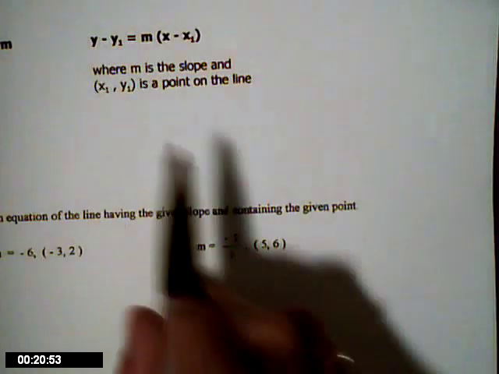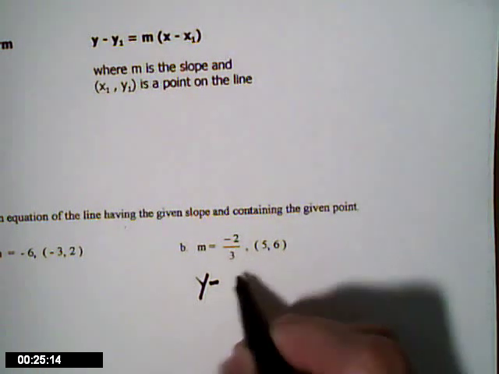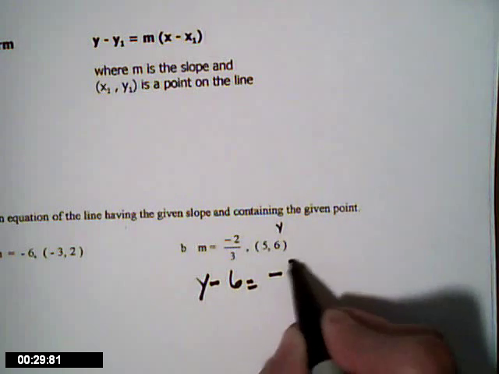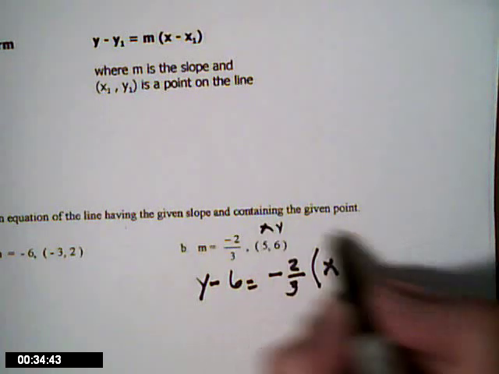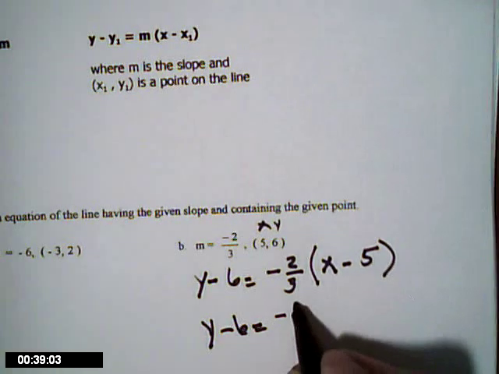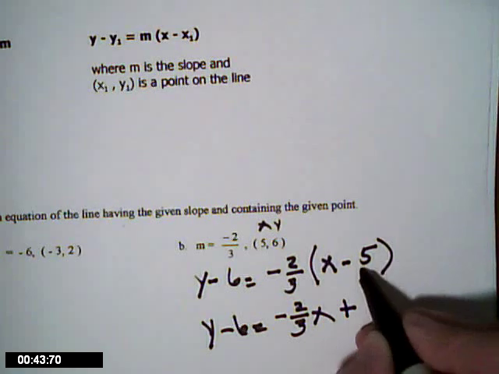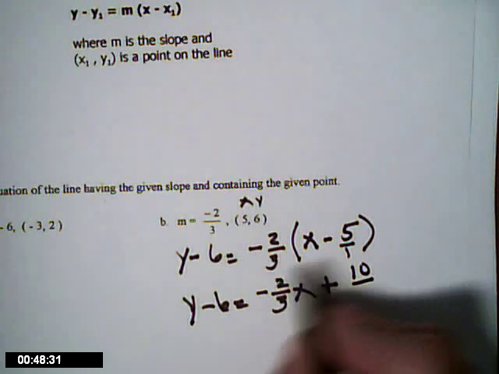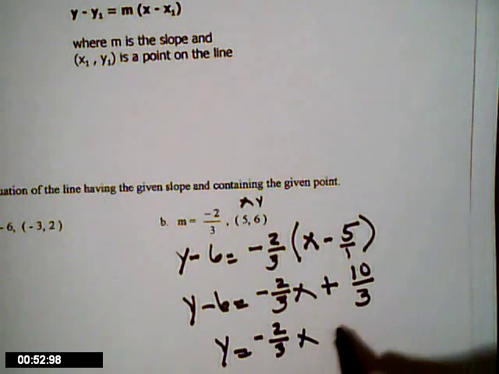Now again, we're going to be using point-slope form. So we're going to have y minus y, which is 6, equals slope, which is negative 2/3, times x minus x, which is 5. We're going to distribute, and that'll be negative 2/3 x. Negative times negative is positive. Remember, that's 5 over 1, so we'll multiply 2 times 5, 3 times 1. Now we'll move that 6 over, get y by itself.